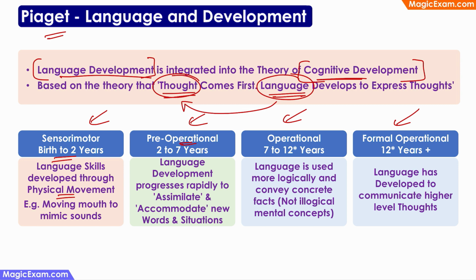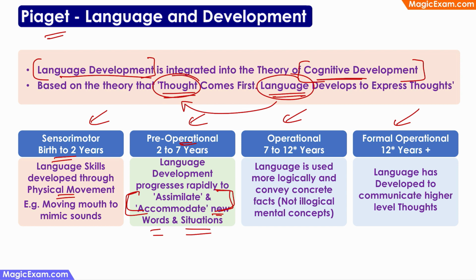In the pre-operational stage, he says that language development is happening through a process of assimilation and accommodation, because the child is frequently finding himself or herself in new situations and having to learn new words. So assimilation and accommodation is happening here to help in the development of language. So what are these assimilation and accommodation all about? That I will explain in the next slide.